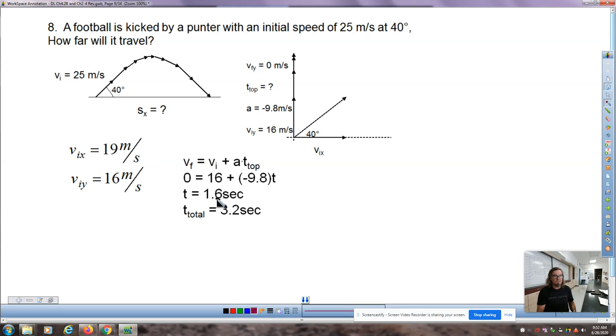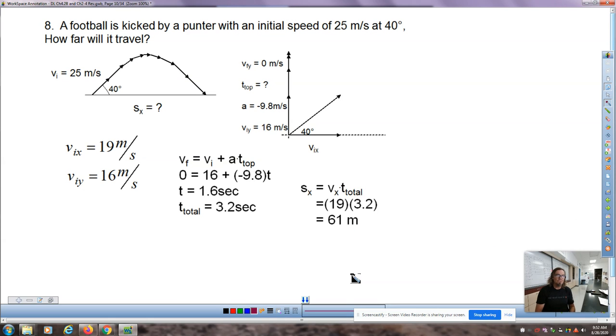So time to the top, 1.6, which means total time 3.2, then plug that into that money question that I had written on the last slide, we get 61, okay?